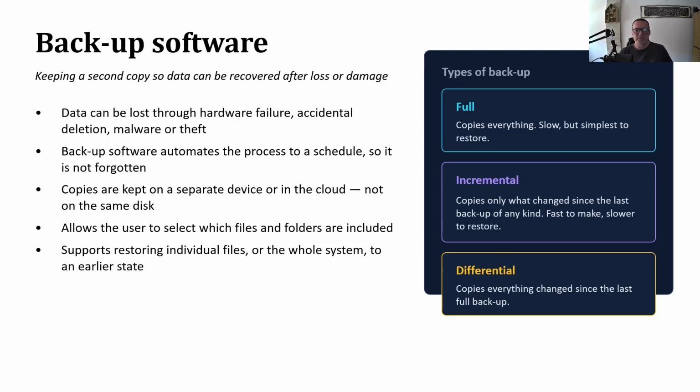And then differential copies everything that's changed since the last full backup. So only the changes since your last full one. And then obviously you'll hopefully do another full one, and then you can go back to having no differential until things start changing, and then the differential starts building up again. So to get back the whole system, for example, you need to go back to the last full one plus any differentials since that one.